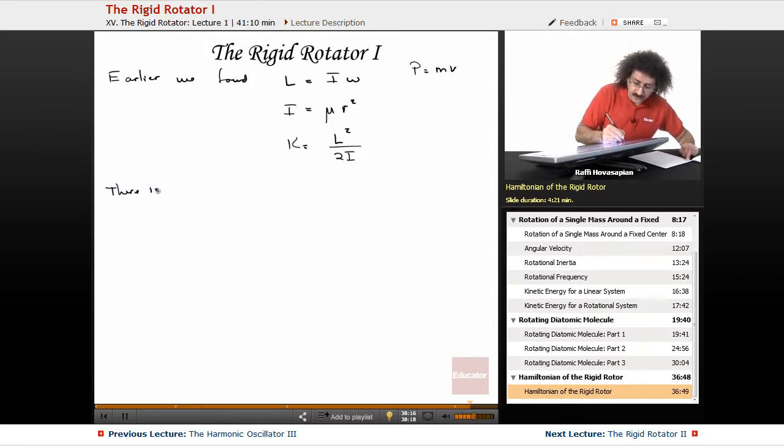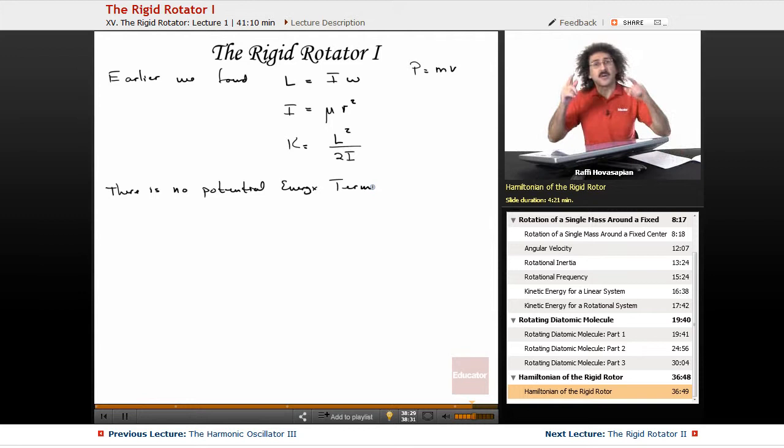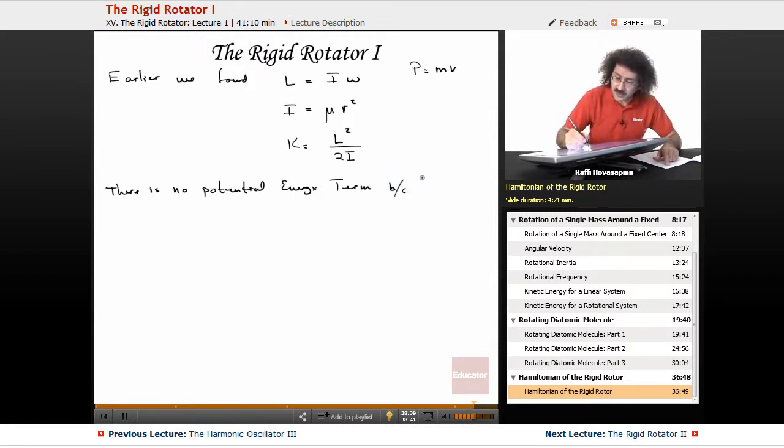Now, there is no potential term here. There is no potential energy term, notice. For some diatomic molecule that's just rotating in free space in any orientation, it actually doesn't matter, there is no potential energy term for this. So there is no potential energy term because there are no external forces.